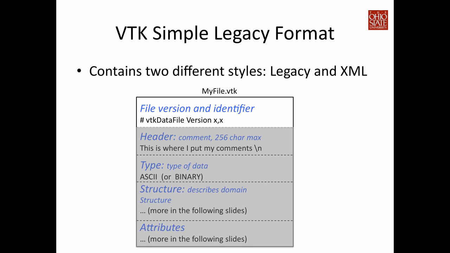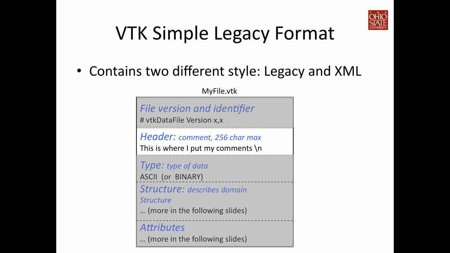The VTK file format contains two different styles, a simple legacy format that has been used from the beginning of the software, and also a more modern XML-based format. In this lecture, I will talk about the legacy file format so that you don't have to worry about the syntax of XML. A legacy VTK file format contains five main parts. The first is the file version number and identifier. This is a simple line of text starting with a pound sign.